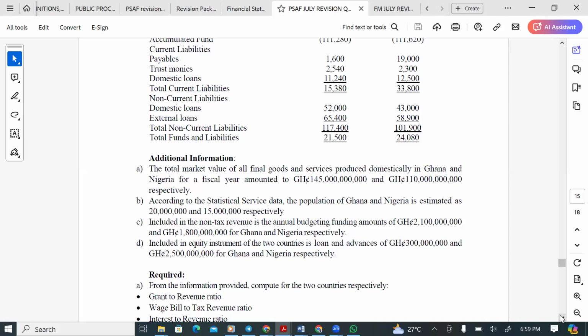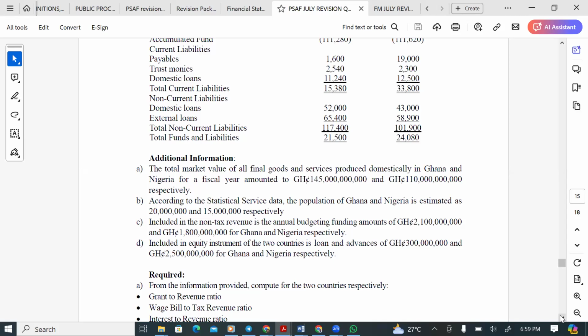Are these people crazy? How can Ghana be having a population more than Nigeria? Understatement. Let's move on. It's for examination purpose.